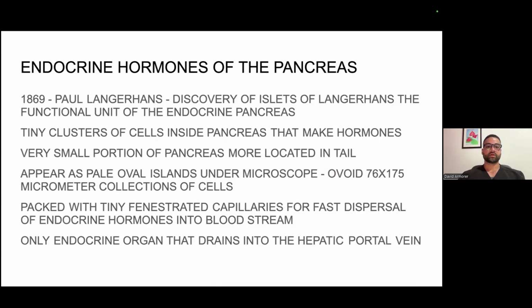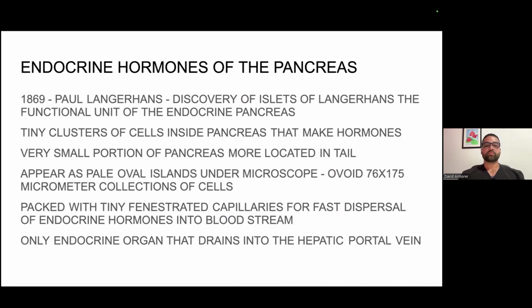So the endocrine hormones of the pancreas were essentially discovered in 1869 by a gentleman named Paul Langerhans, who discovered the islets of Langerhans, which were discovered to be the functional unit of the endocrine pancreas. These islets were found to be tiny clusters of cells that synthesized hormones within the pancreas.